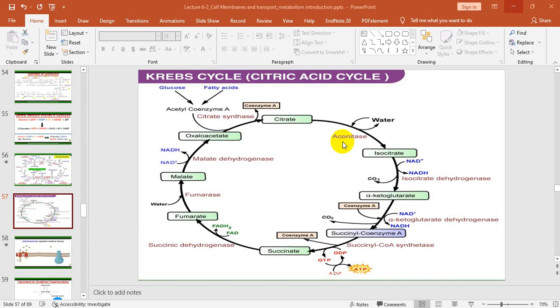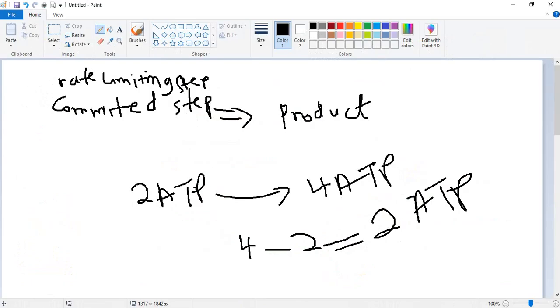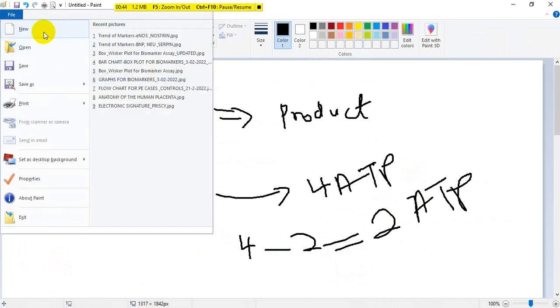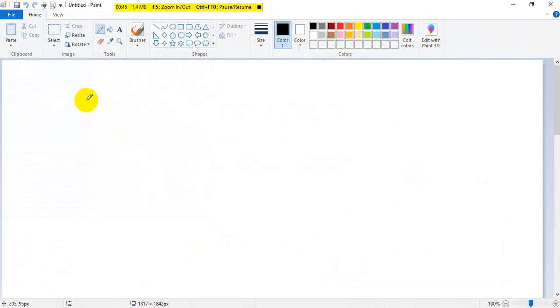So the Krebs cycle, or citric acid cycle, or the tricarboxylic acid cycle, is here. We have glucose, fatty acids, amino acids and all those things. They can be channeled through the citric acid cycle, starting by producing acetyl coenzyme A. The process whereby it produces acetyl coenzyme A is what we call the pyruvate dehydrogenase complex. So it passes through the pyruvate dehydrogenase complex.